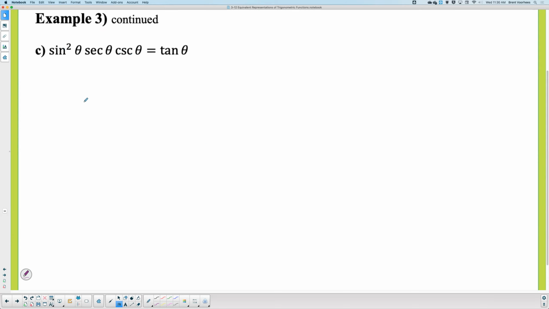We could split the square. I would actually... What about converting those secants and cosecants? All right, let's do that. We'll do both at once.